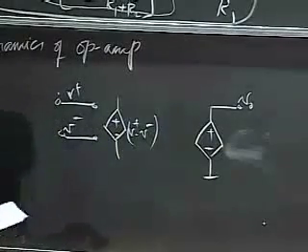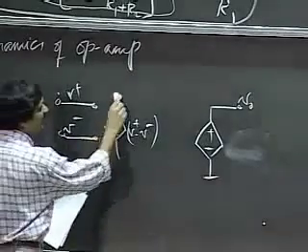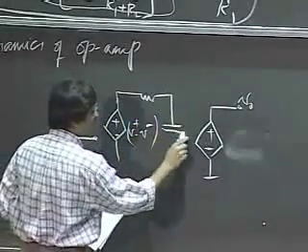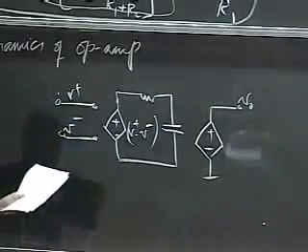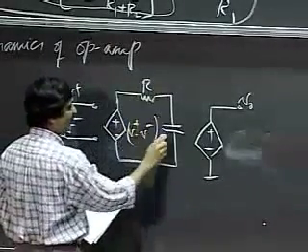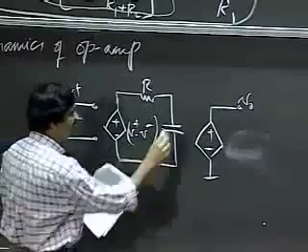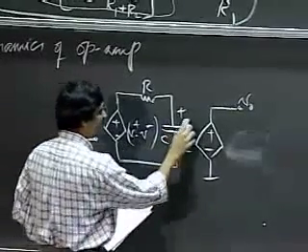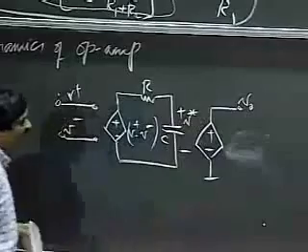So this is a model to capture the dynamics of an op-amp. We're going to interpose a small RC circuit in here. This is R, this is C. And I'm going to call the voltage across the capacitor V star.